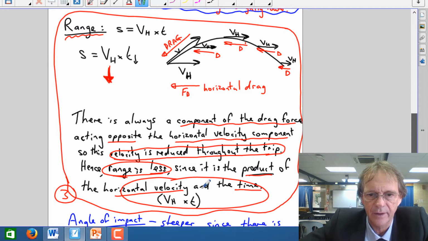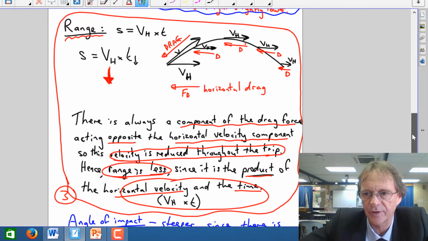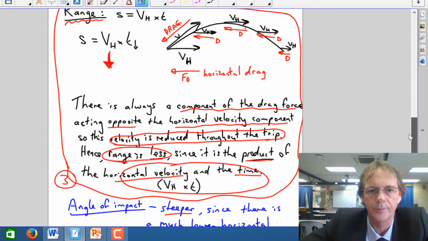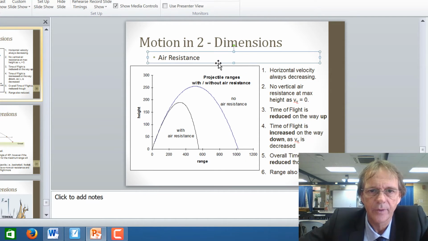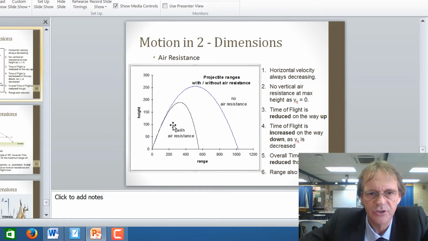But in addition to that, you're also going to get the time getting lower because it doesn't go as high, as explained before. So if you look at the PowerPoint on these things, you've got a much changed trajectory here based on the time of flight being shorter and giving you a lower peak, and the range being much shorter because of that product of horizontal velocity and time getting down.